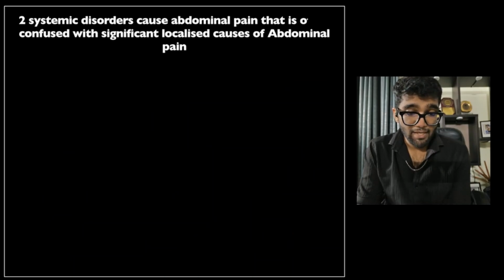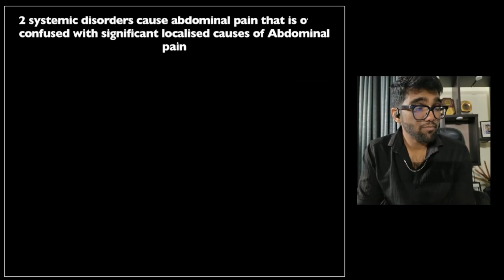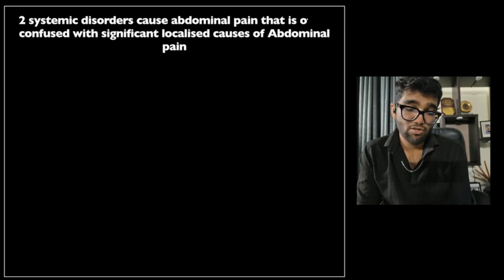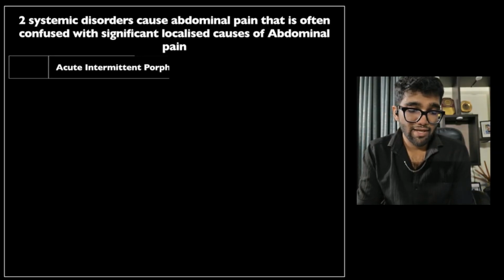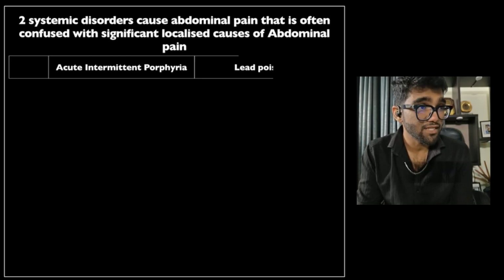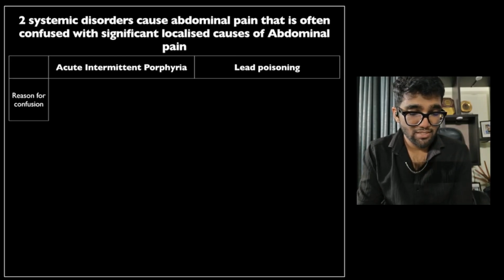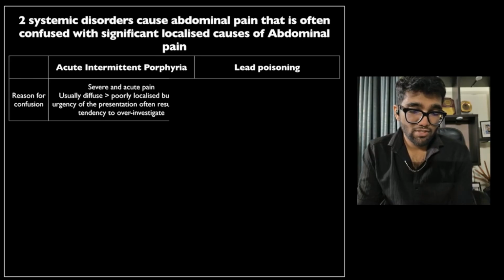Now, this is very important in case of systemic disorders. There are two systemic disorders that cause abdominal pain that are often confused with significant localized causes of abdominal pain. And this is important to understand, because this gets referred to the surgeon, whereas it needs to be managed by a physician, by an internal medicine specialist. So the reason for confusion, the two disorders are acute intermittent porphyria and lead poisoning.